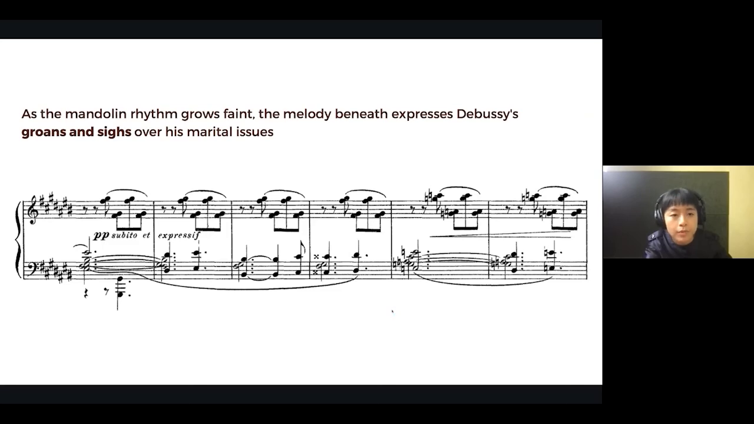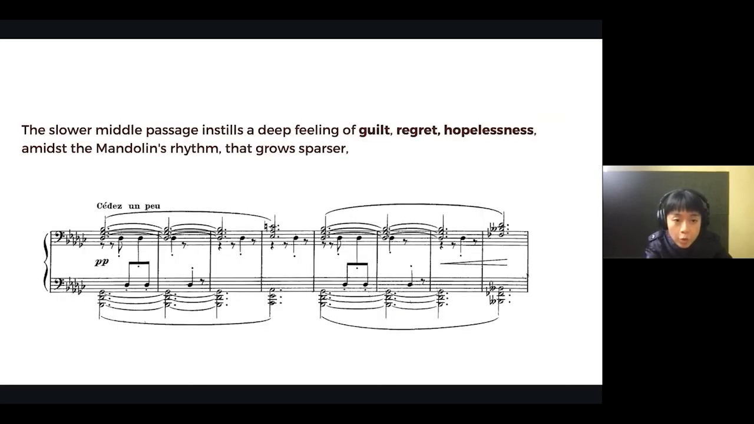Then in the middle passage, we see there's a marking that says a bit slower. Here we could hear the melody is no more so active. Here we have a chordal section, a very long chordal section. It's so bare. I really think this passage is about expressing his deep feeling of guilt, regret, and hopelessness. But of course, if you're not listening very attentively, you might think, oh, what is he trying to do here? And why is the Mass still there?